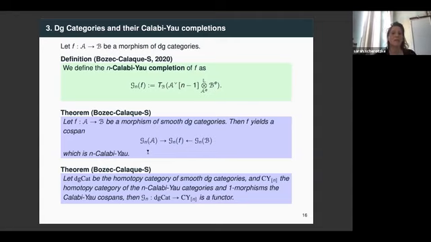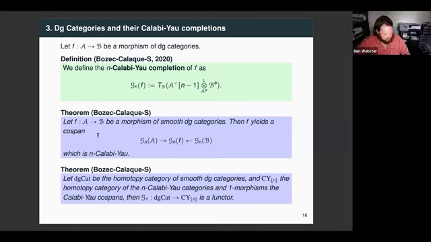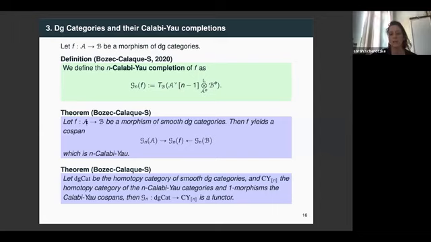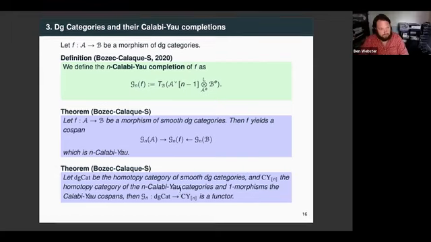And this is actually the right functoriality for Calabi-Yau completions, because Calabi-Yau completions are not actually functorial in the sense one would like. If I have a map from A to B, then taking the Calabi-Yau completion doesn't give me a natural map from the Calabi-Yau completion of A to the Calabi-Yau completion of B, but I can map a map of DG categories between A and B to a cospan that has the property of being n-Calabi-Yau. So that's the theorem below.